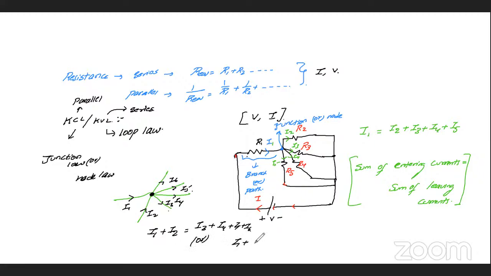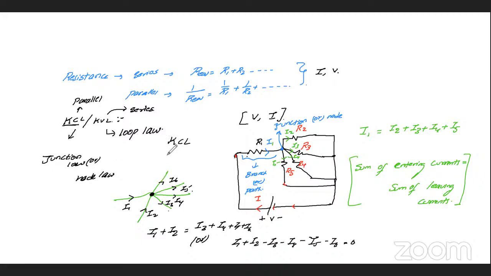So that means I1 plus I2 minus I3 minus I4 minus I5 minus I6 is equal to 0. So the sum of all the currents is equal to 0, or entering currents equal leaving currents. This is your Kirchhoff's current law.